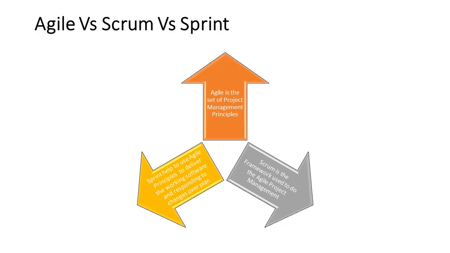A sprint, therefore, is a key component of Scrum, representing a short, defined period where the Scrum team works to complete a set of prioritized tasks from the product backlog. In summary, while Agile is the overarching mindset, Scrum is a framework to implement Agile principles, and sprints are the iterative cycles within Scrum that drive progress and deliver value incrementally.